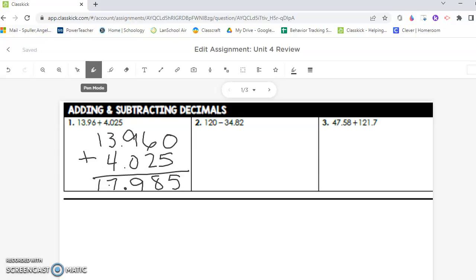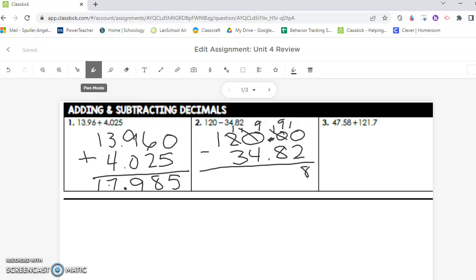Good job. All right, so here we have 120 minus 34.82. Now, remember, decimals here. Okay, borrowing. 8 gives me 1, gives me 5. Breaking down my decimal before I forget. 11 minus 3 is 8, and there's my answer.